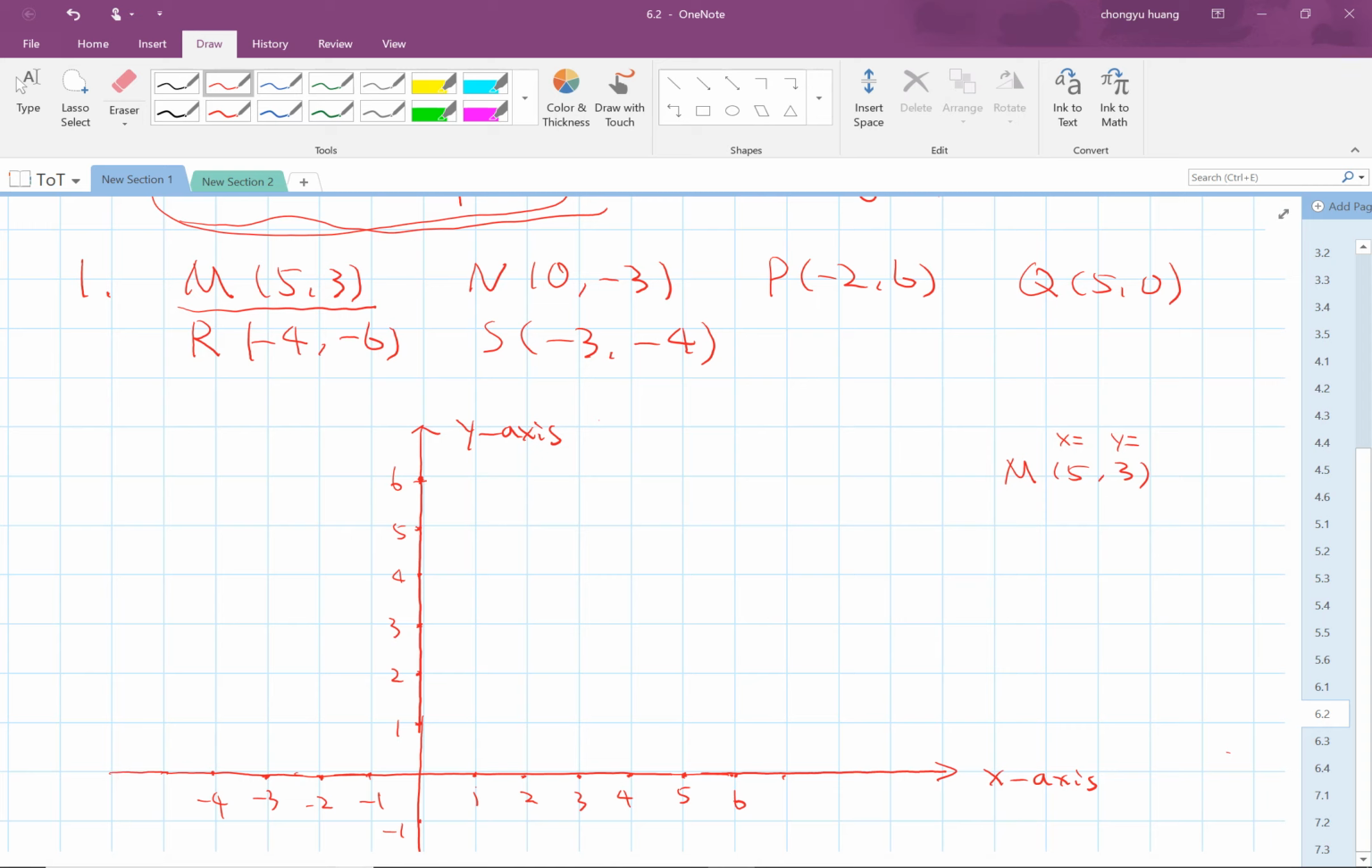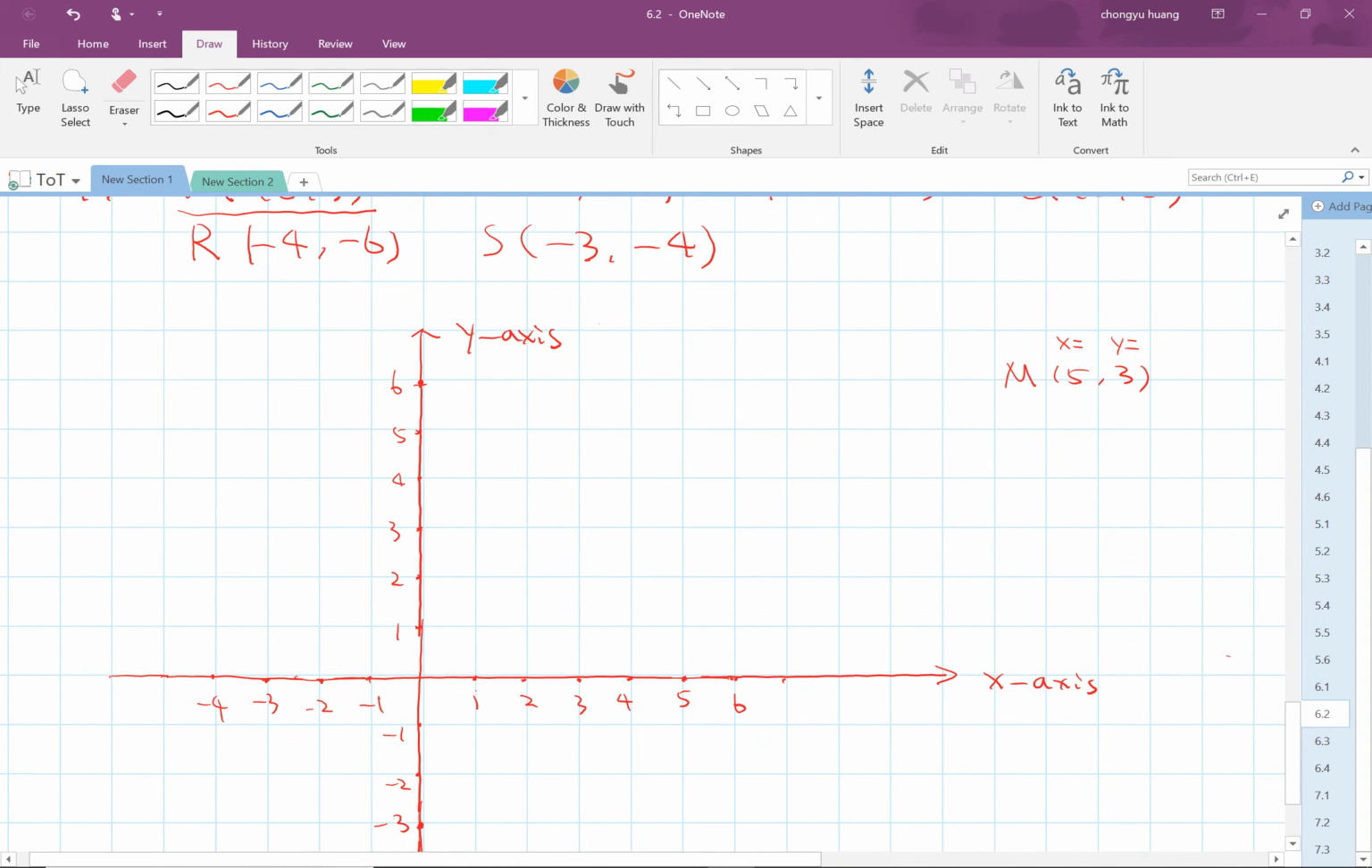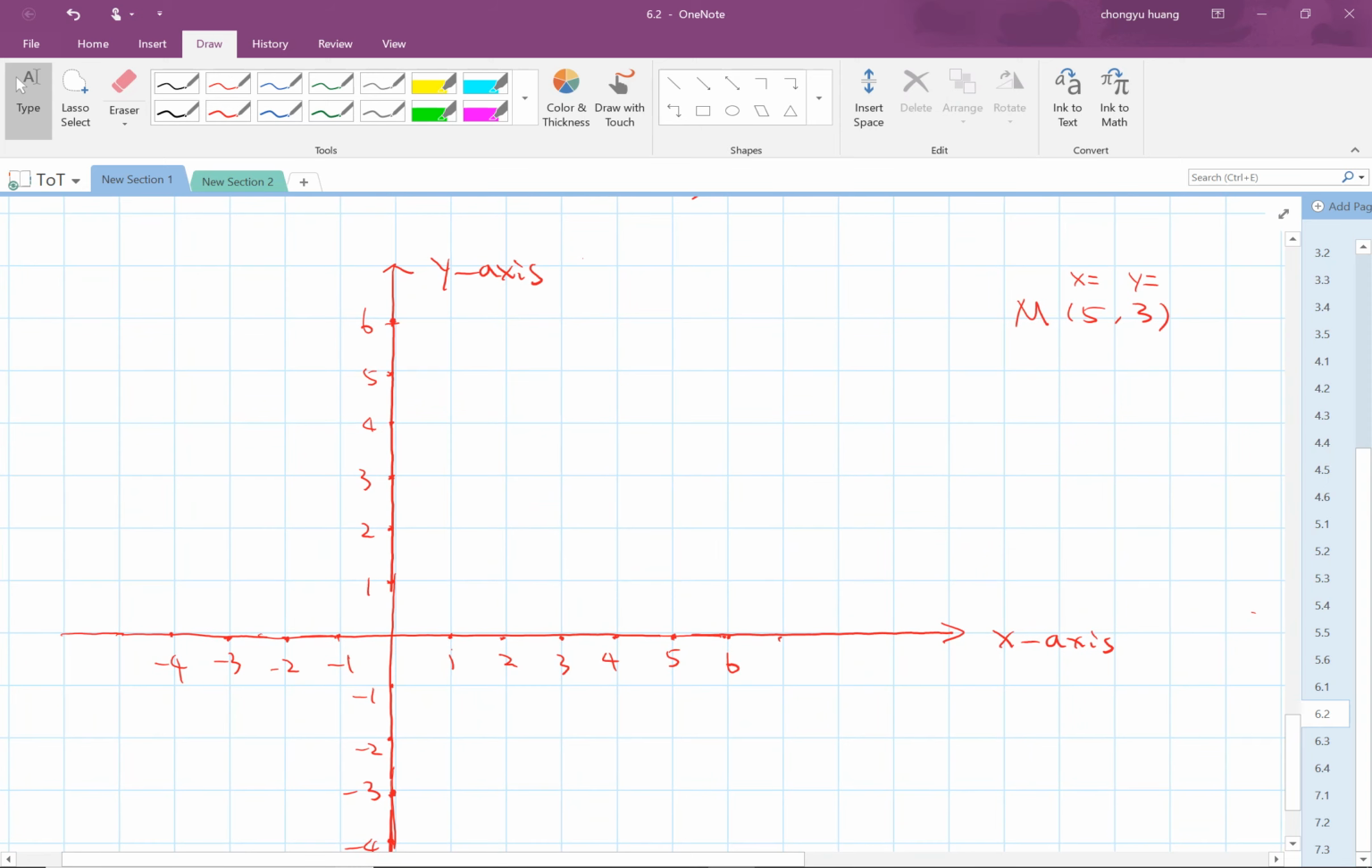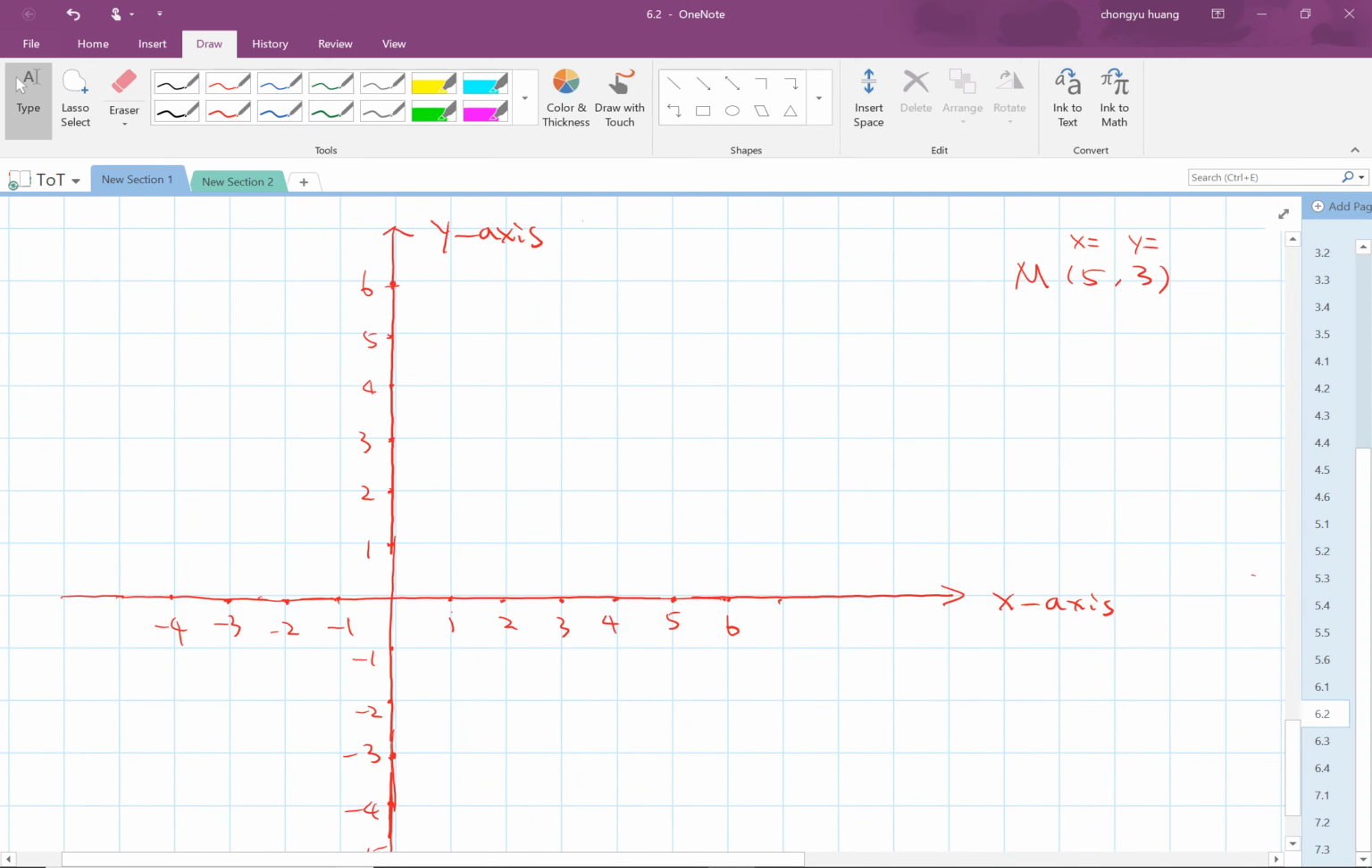Okay, so you can see, let me move down a little bit. So x equal to 5. You can see the 5 is over here, right? And y is equal to 3. The 3 is over here. So you should know that the point is right over here, right?